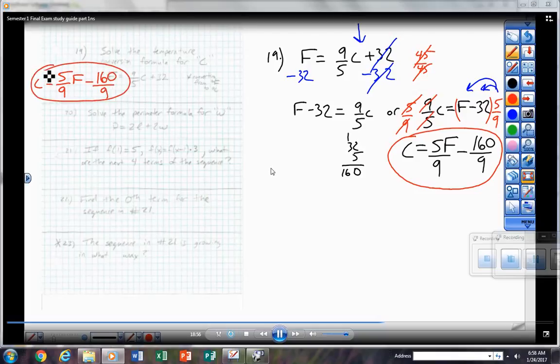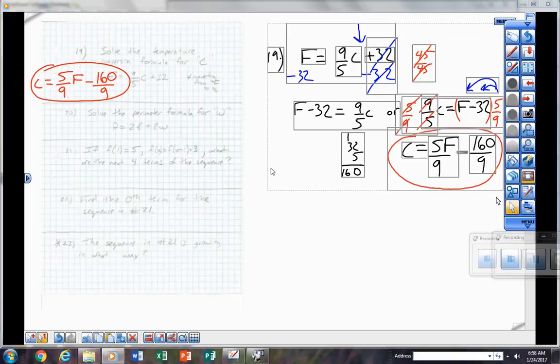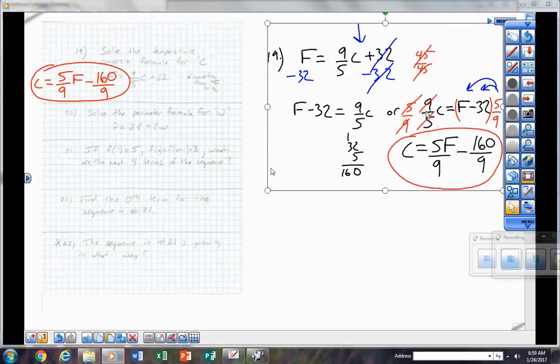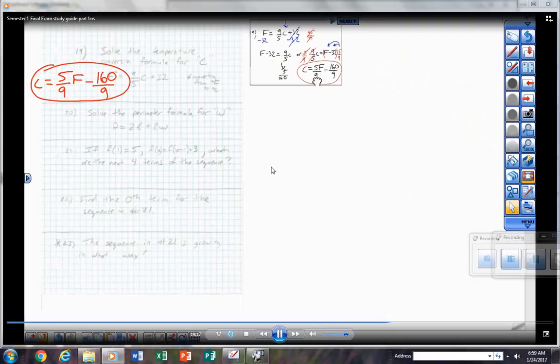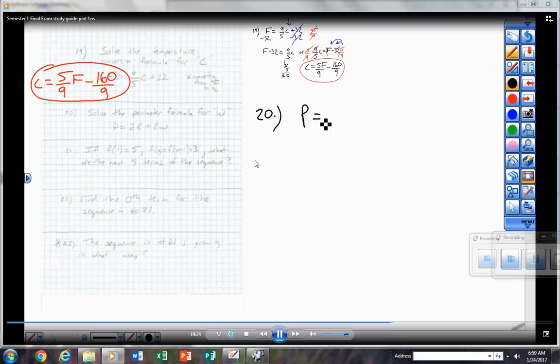All right, next literal equation has you solve this equation for W. So this is P equals 2L plus 2W. That is perimeter. So the perimeter of a rectangle, you add the 2 lengths and you add the 2 widths. So that is the equation for the perimeter of a rectangle: 2 times the length plus 2 times the width. I'm solving this for W. So I'm going to solve this literal equation for W.